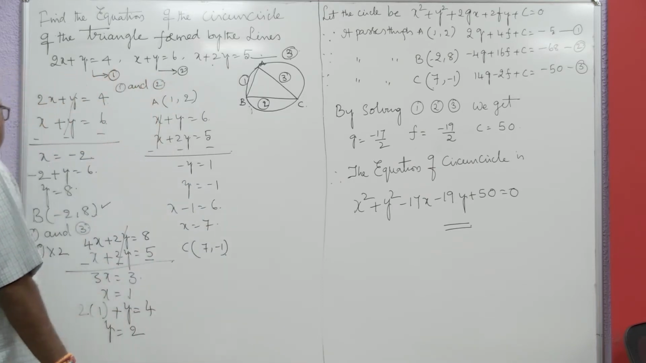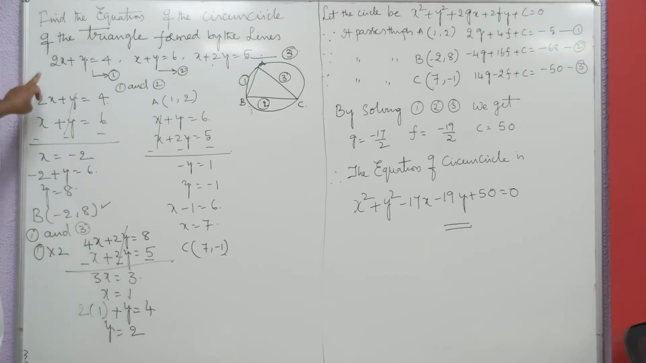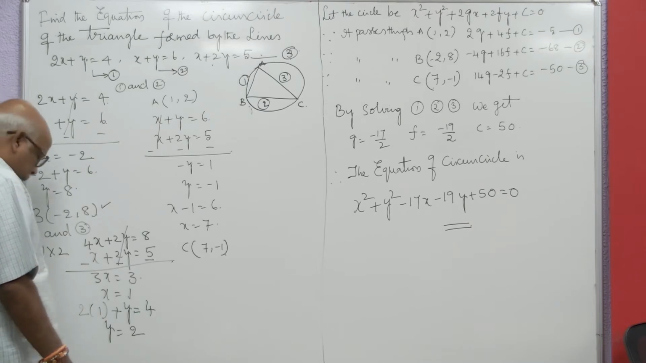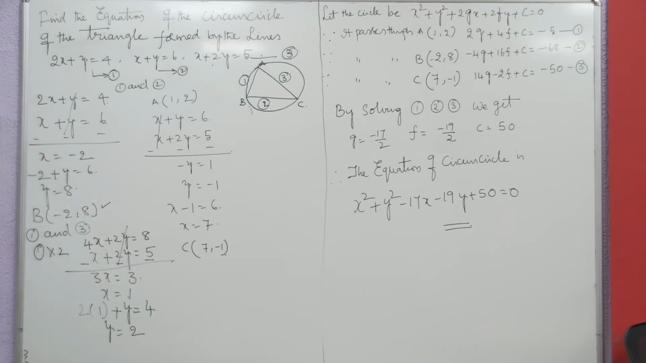The first equation is to be multiplied by 2: 4x plus 2y equal to 8. Third equation, x plus 2y equal to 5. Subtract: 4x minus x is 3x, 2y cancels, 8 minus 5 is 3. Then x equal to 1.